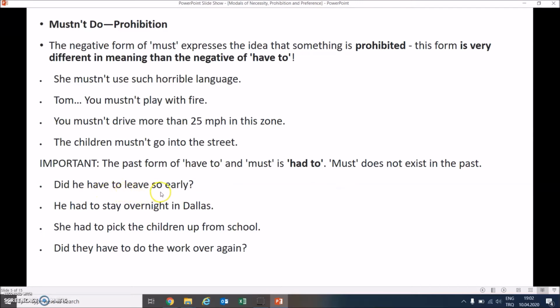So did he have to leave so early? He had to stay overnight in Dallas. She had to pick the children up from school. Did they have to do the work over again? So these are examples.